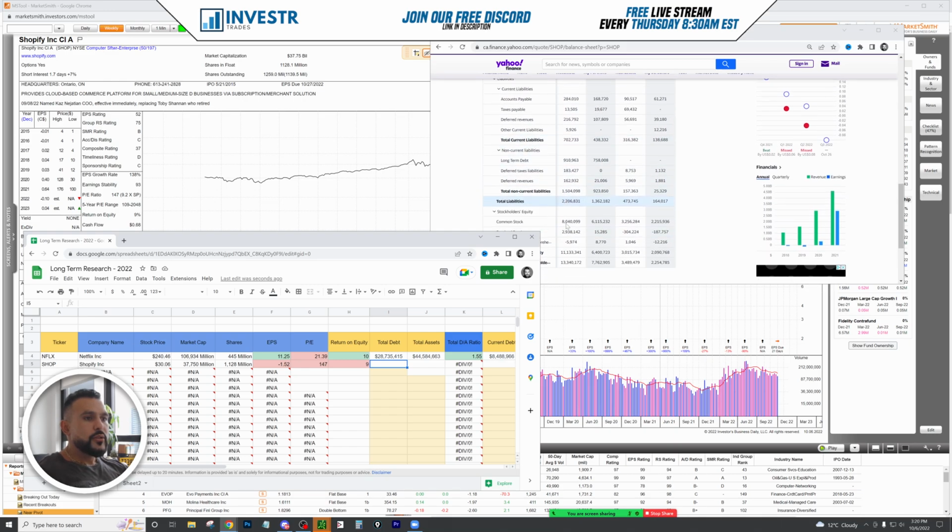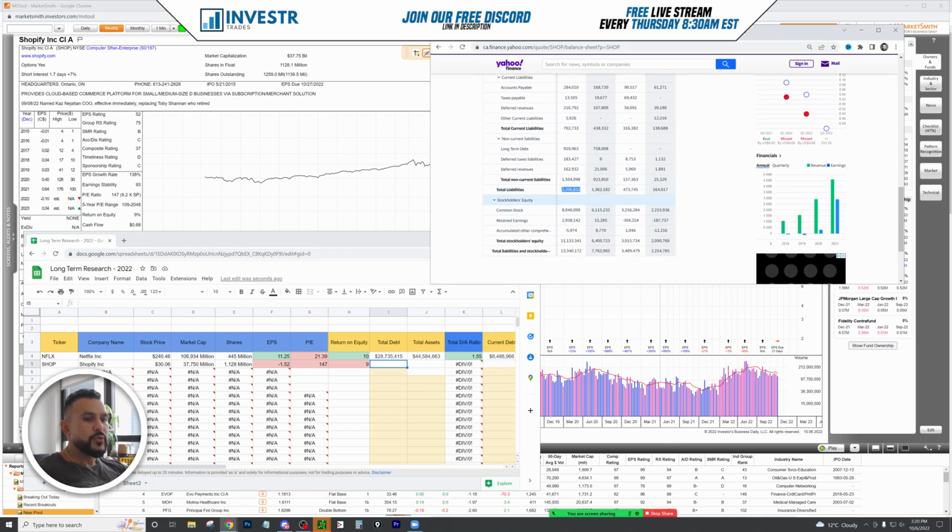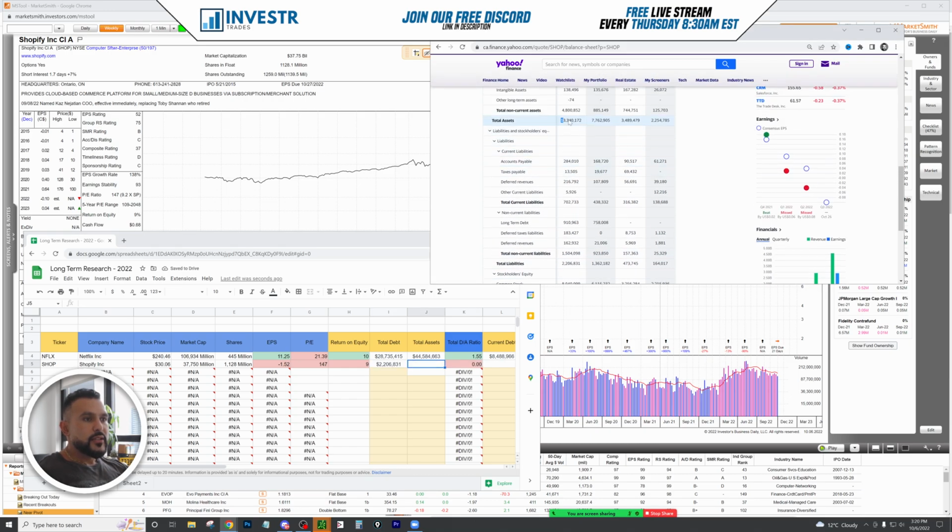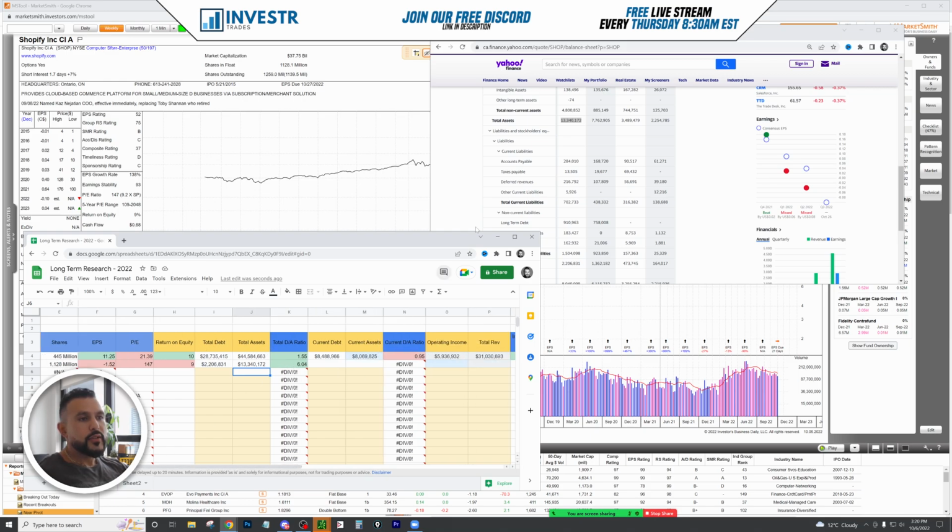All right. So total liabilities is 2.206. We're going to plug that right here. Total assets is 13. We're going to plug that right there. And what do we get? We get a total debt to asset ratio for total debt and total asset of 6, which is great. That's something positive.